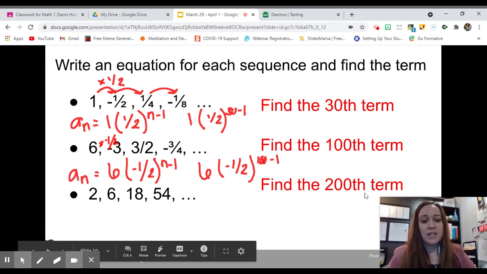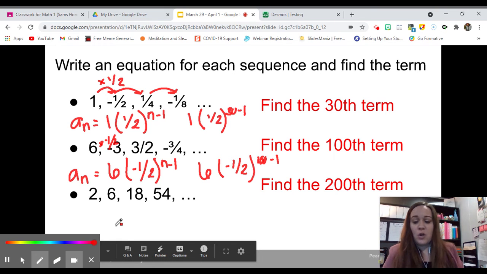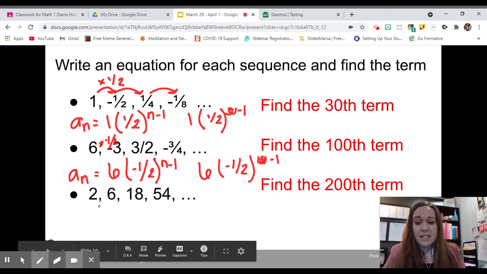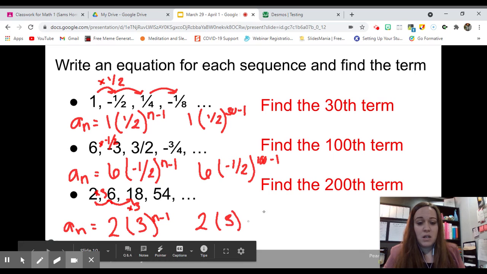And then the very next one is we need to find the 200th term with a sequence that is given. And so if I'm going from 2 to 6, I'm multiplying by 3. So to find the term it's asking for, I take the first one, which is 2, multiply by my ratio, to the n minus 1. So it's 2 times 3, and then it's asking us for the 200th term, so I take 200 and subtract 1 from it, and we know that is 199.